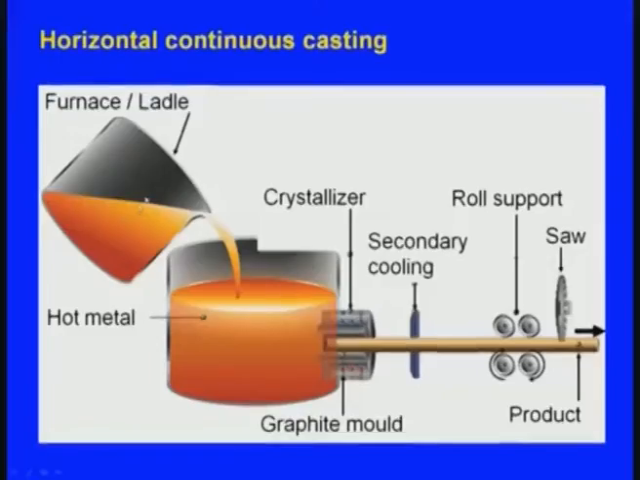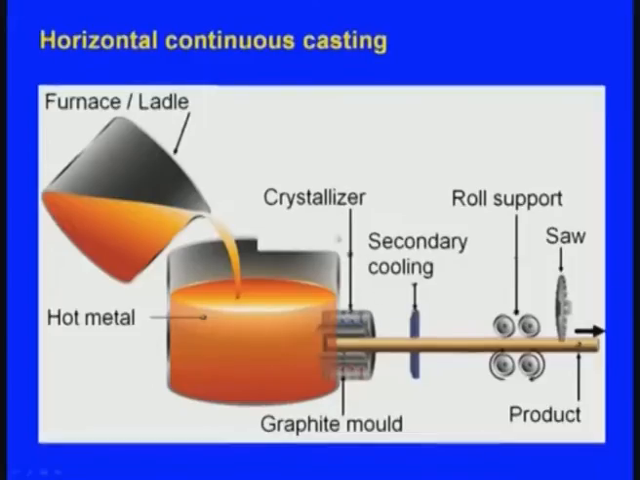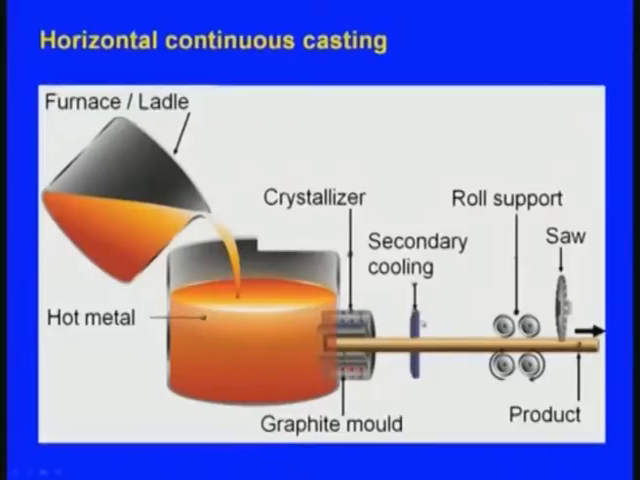Now, this is the furnace, this is the ladle. From the ladle it will be flowing into the tun dish. Tun dish means the local reservoir, and here we can see the graphite mold. The graphite mold will have a passage, maybe a circular passage or a square passage or a hexagonal passage depending upon the requirement. And here there is a crystallizer, which cools down and enables formation of the crystallization. Next one, here is the secondary cooling.